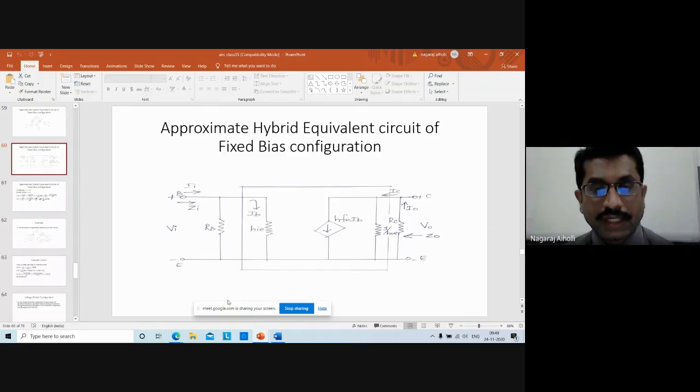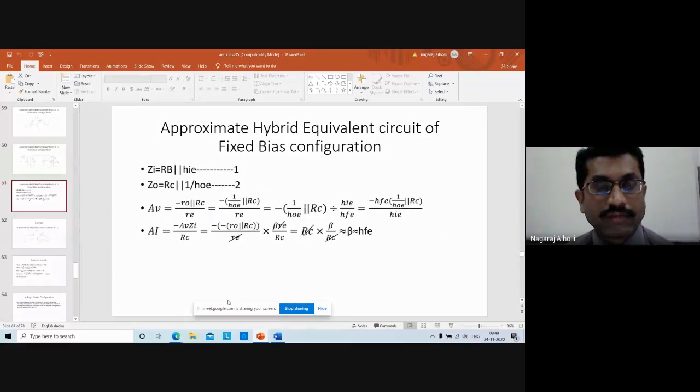Based on this hybrid model, we derived the various equations for the performance parameters. Zi is RB parallel HIE, Z0 is RC parallel 1 upon HOE, AV is minus HFE into 1 upon HOE parallel RC divided by HIE, AI is approximately beta, that is HFE. Just note down these formulas.